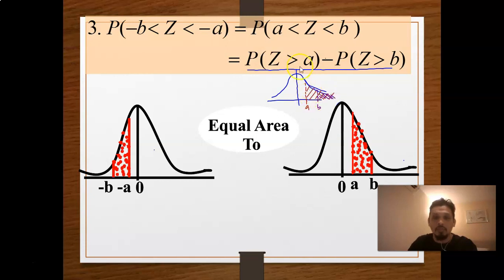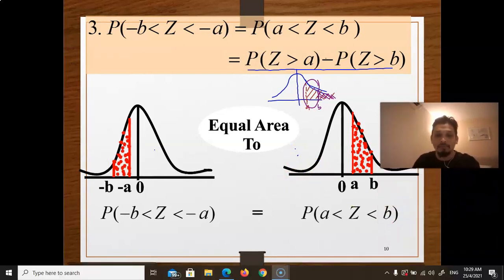So recall the probability of Z greater than A is the whole area from A to the right side, minus the probability of Z greater than B on the other side here. So what's left is the area between A and B. Okay. So then it is equal to this one here.